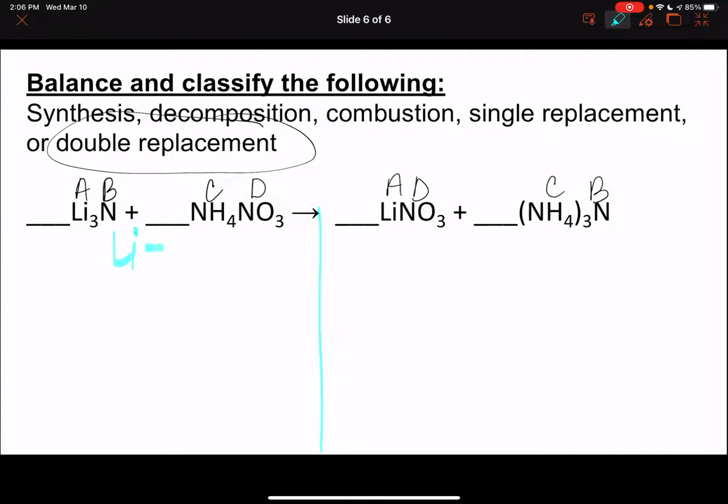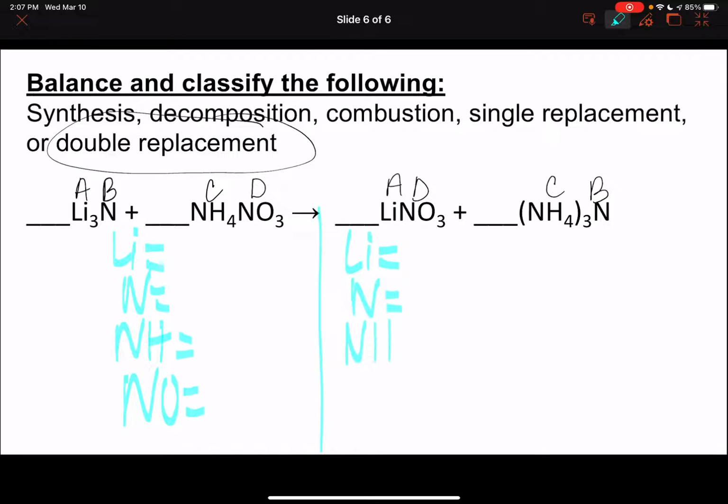So we have Li, N, NH4, and NO3. We have Li, N, NH4, and NO3. So we have 3, we have 1, we have 4, and 3. On the other side, we have 1, we have 1, we have 4, and then times 3 is 12, and we have 3.